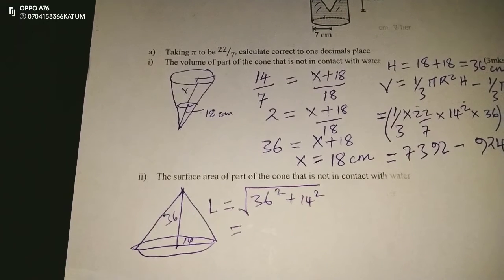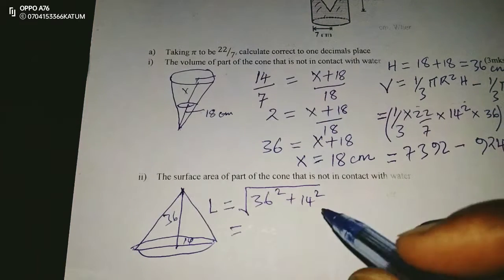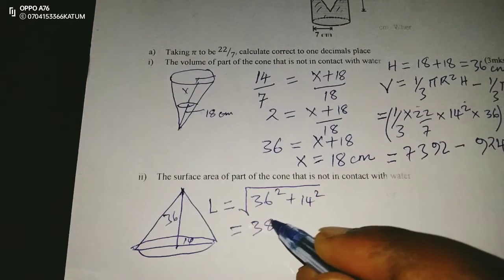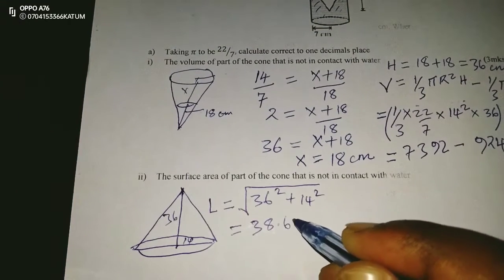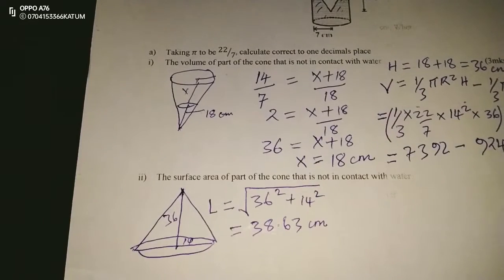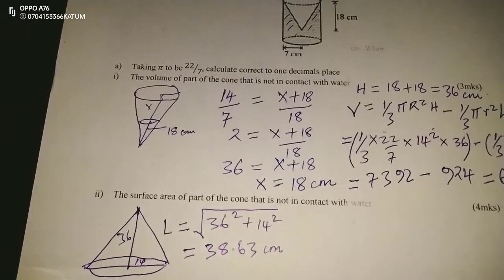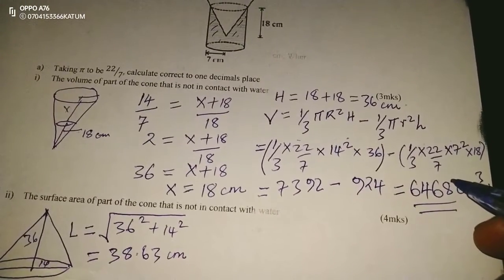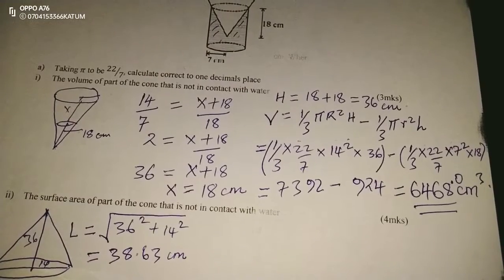This is going to give us, when we take the square root, 38.63 centimeters. But remember, just before I forget, we had been told to give the answer to 1 decimal place. So it's good because it's a whole number, we have a 0.0.